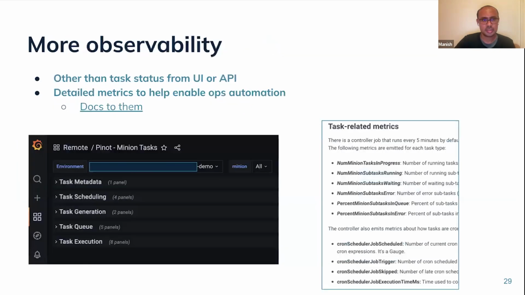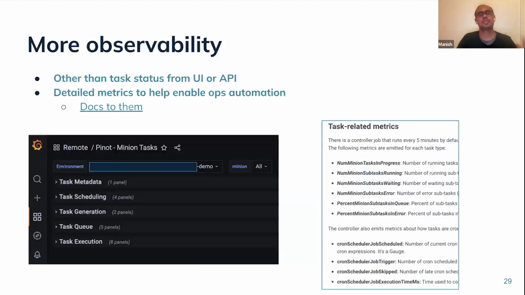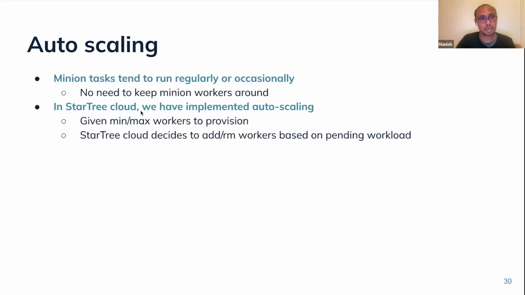That's one thing. And the other is minions. For the minions, we also have metrics that are emitted. Those metrics are exported, and you can use those metrics for observability, for operations purposes. There is a detailed doc on them. So this is an important aspect actually.